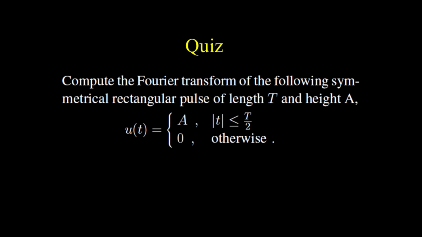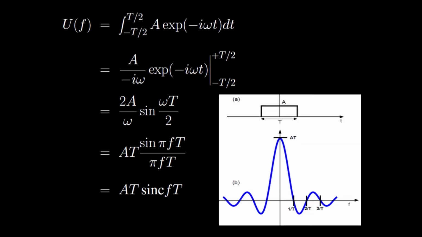Here's the quiz. Compute the Fourier transform of the following symmetrical rectangular pulse of length uppercase T and height uppercase A. The rectangular pulse and its sinc spectrum are shown here. At f equals 0, U(f) equals uppercase A uppercase T, which shows that the DC spectral value is equal to the net area of the time function. Notice that uppercase U(f) is an even function of frequency, but the phase spectrum is null.